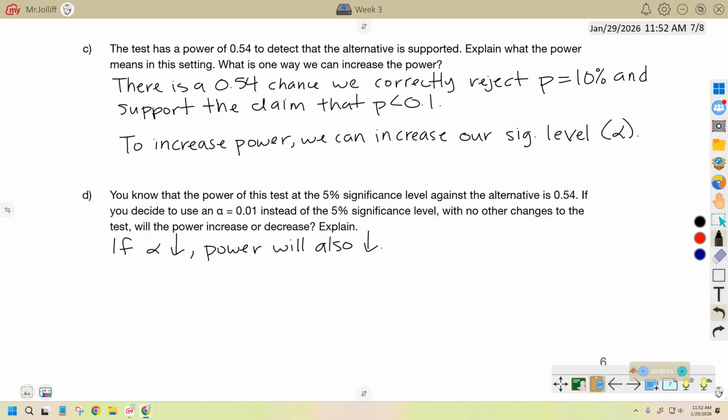That does not get me enough credit because they asked explain. So first explanation is I know power and alpha have a direct relationship. More specifically, alpha is measuring just the percentage that I reject. And if I decrease the percentage that I'm going to reject the null, I'm also decreasing the percentage that I'm going to reject it correctly.